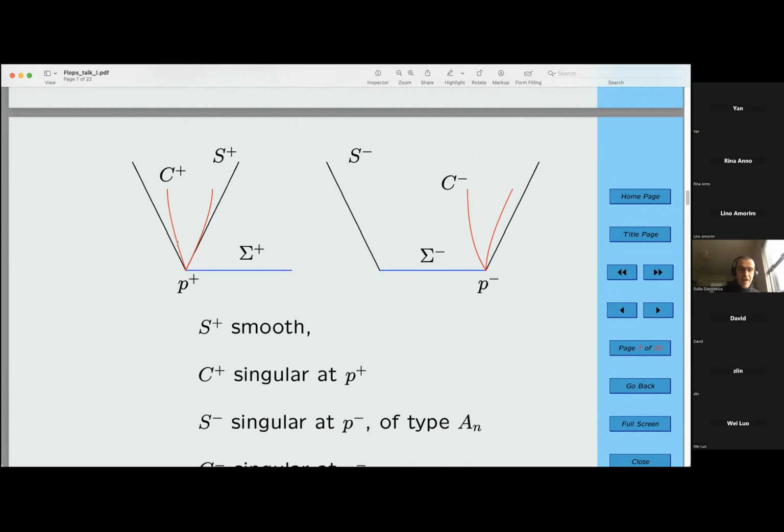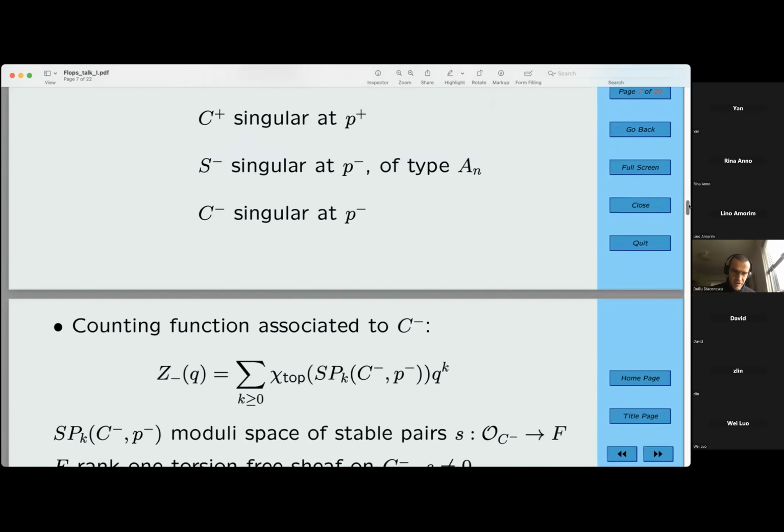It's some sort of a flag Hilbert scheme for C plus, but it's not one of the conventional flag Hilbert schemes that appear usually in the literature. It's some kind of refinement, and I'm going to explain what kind of refinement.